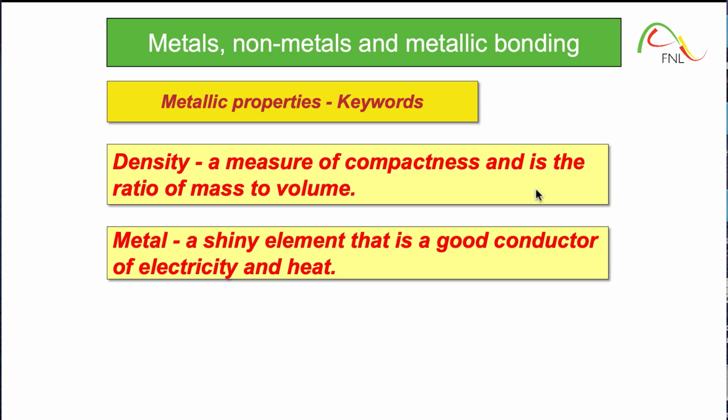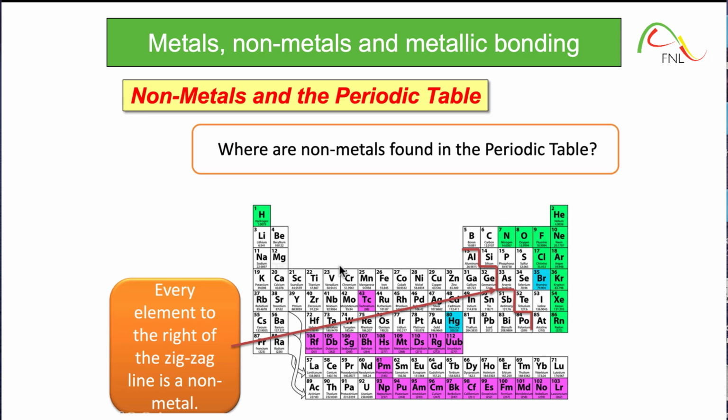Let's look now at their keywords. So here's some keywords. First keyword, density. Now density is a measure of compactness, the ratio of mass to volume, and metal, the shiny element, is a good conductor of electricity and heat. It's always good to have a couple of definitions up your sleeve. You never know when you might need them.